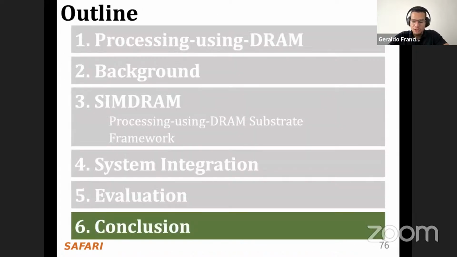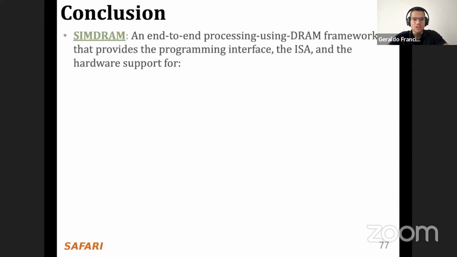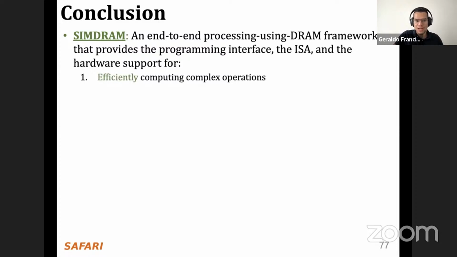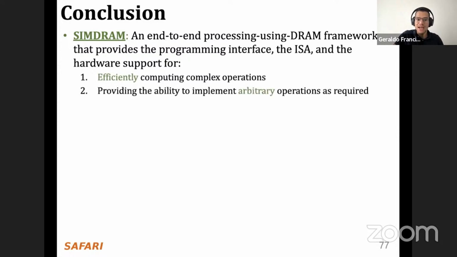So I'm going to briefly conclude. In this work, we are proposing SIMDRAM, which is a processing-using-DRAM framework that provides the user the programming interface, the ISA, and the hardware support to efficiently implement complex operations in DRAM, and provides the user the ability to implement arbitrary operations as required. All of that is done using a massively parallel in-DRAM SIMD substrate.